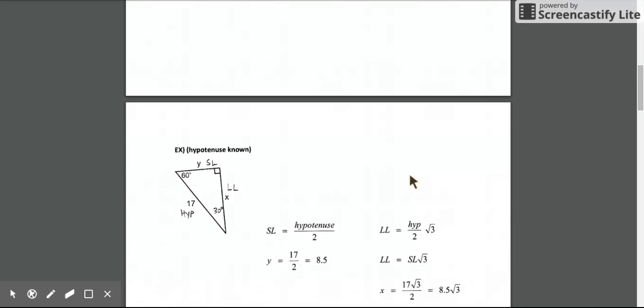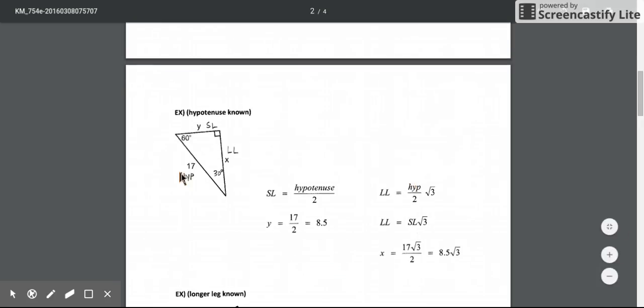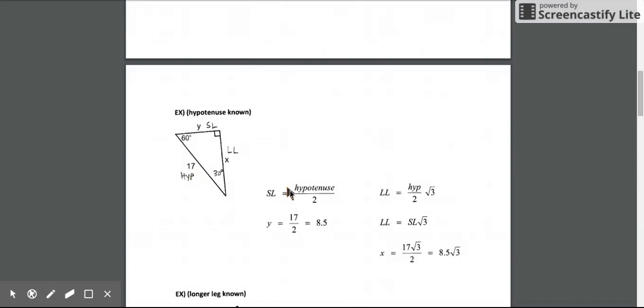The second type of problem you might see is if you know the hypotenuse. So how can we solve for the short leg and the long leg given the hypotenuse? Well, we know that the short leg is half the hypotenuse. So if the hypotenuse is 17, then the short leg must be 17 halves, or 8.5. And once we have the short leg, we could just multiply that by the square root of 3 to get the long leg. So it could be 17 halves times the square root of 3, or 8.5 times the square root of 3.